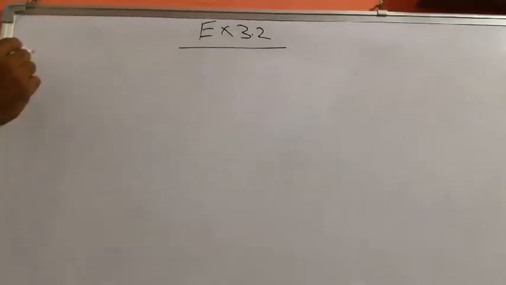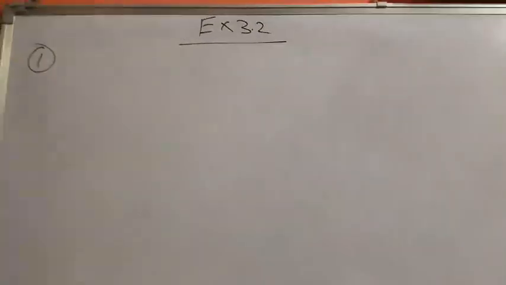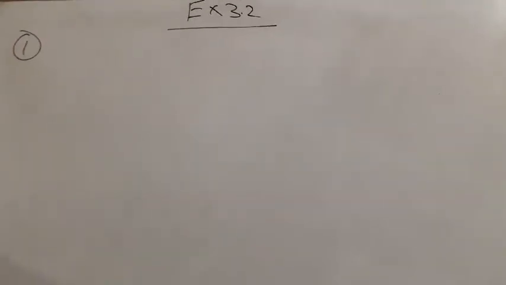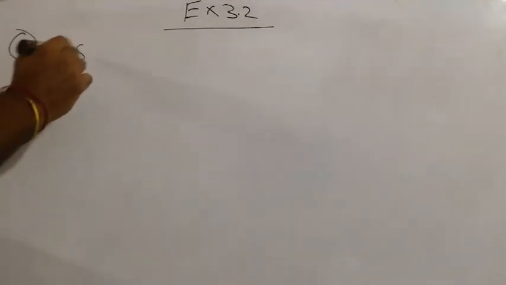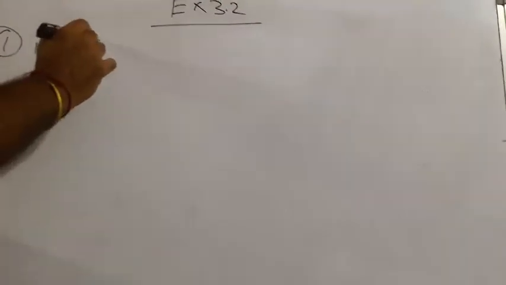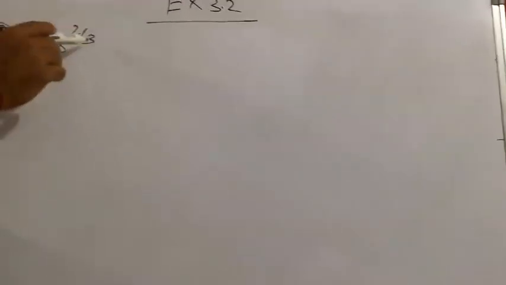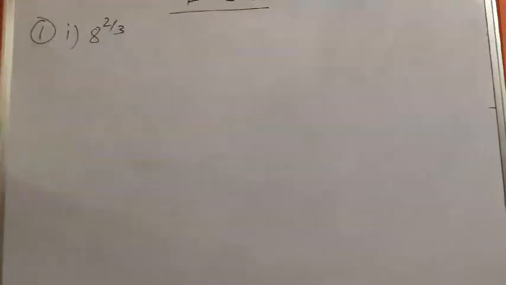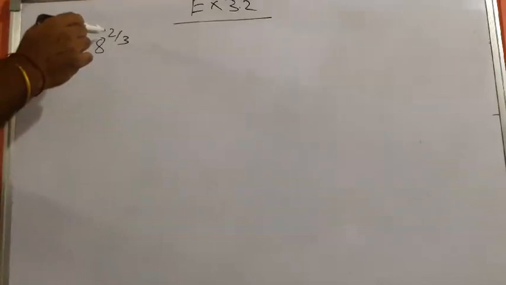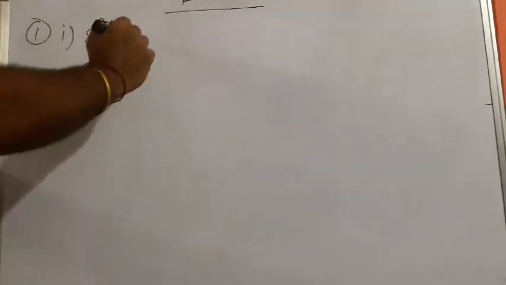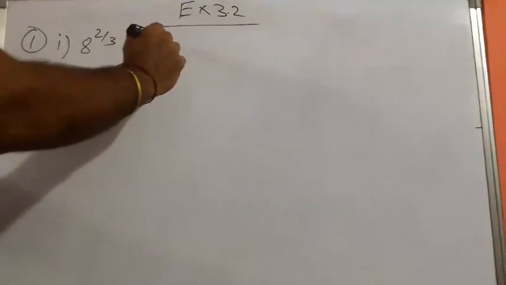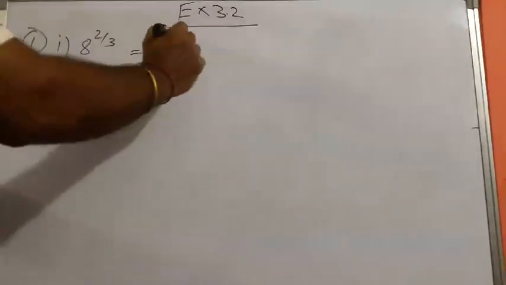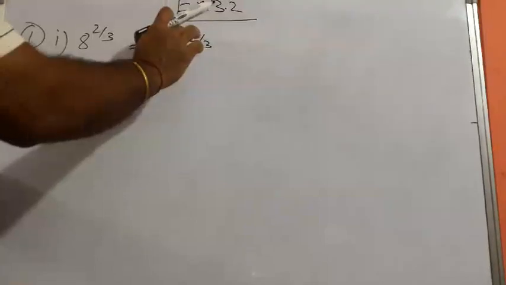Exercise 3.2. The first question, first part: find the value of 8 to the power 2 by 3. Here the exponent is a fraction, so we see the denominator is 3 and try to raise the base to the power of 3. Prime factorizing, 8 can be written as 2 cube, so this is 2 cube to the power 2 by 3.